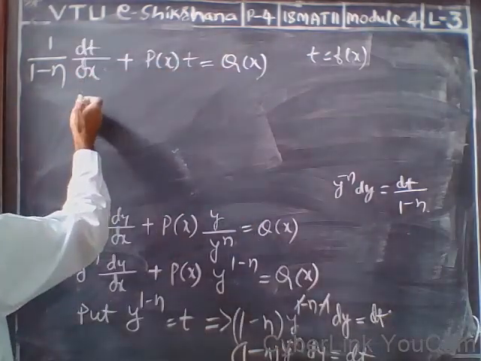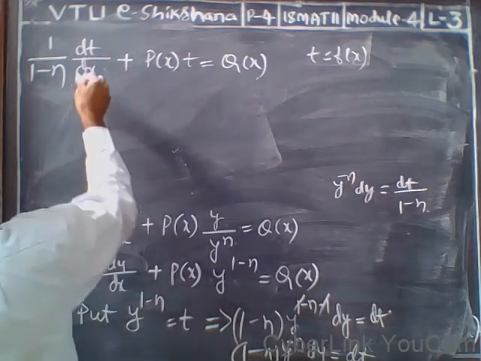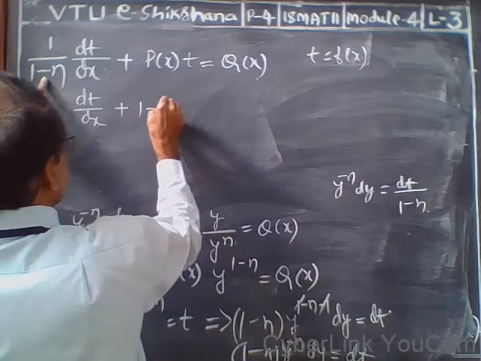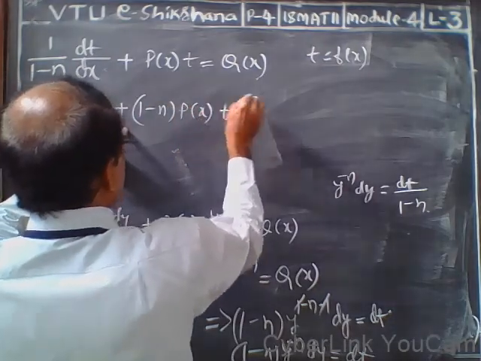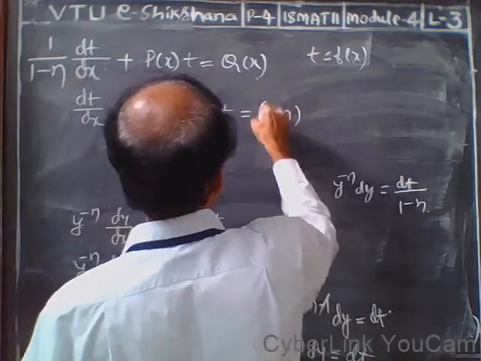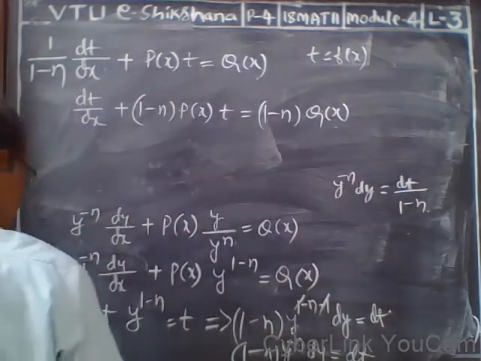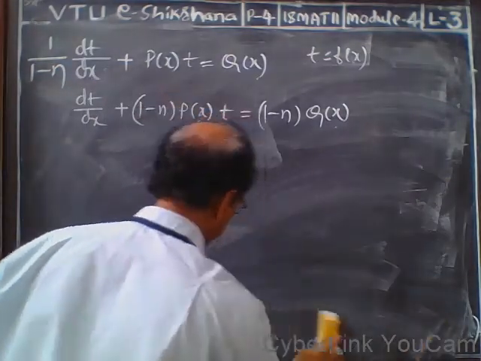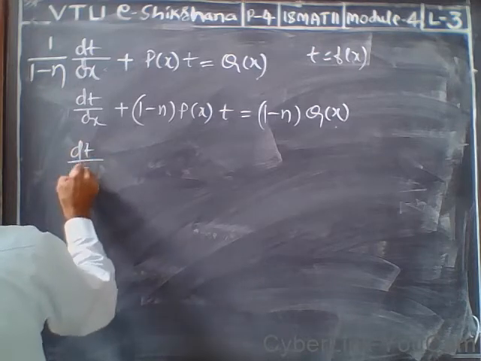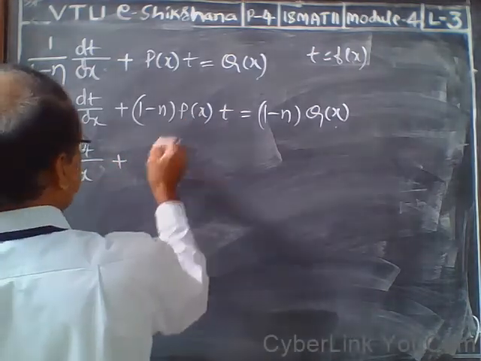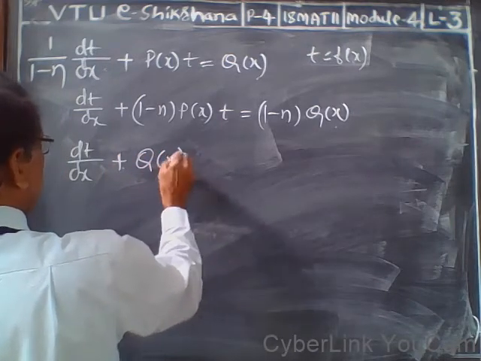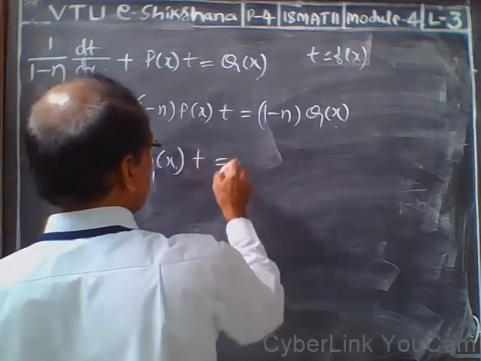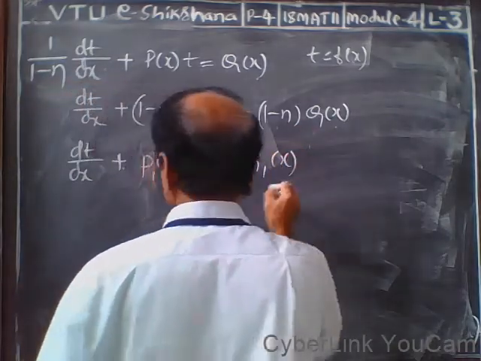Therefore, dt by dx plus 1 minus n into p of x, multiplied by the dependent variable, that is 1 minus n into q of x. Then what is this term to be taken? That should be dt by dx plus 1 minus n, and you can take it as p1 of x. You can write p1 of x into t equal to q1 of x.